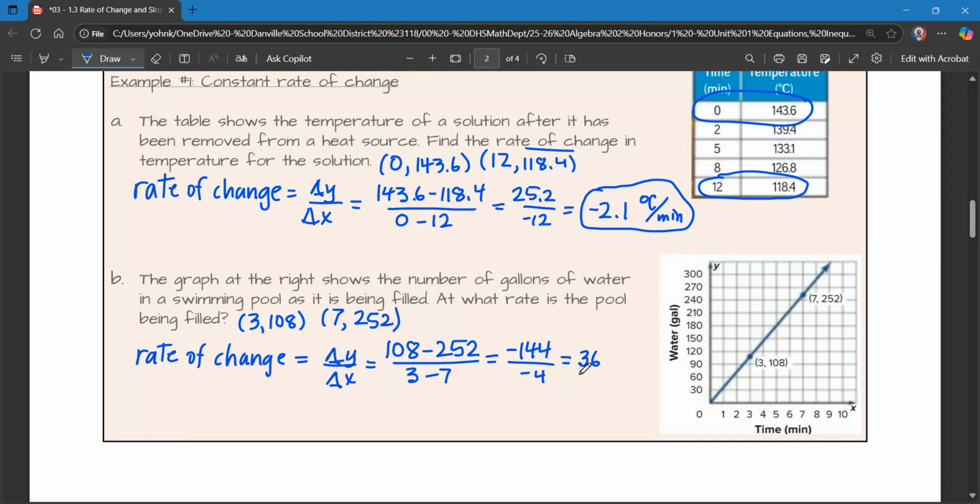Remember, I wanted a positive number. And do the y word over the x word. So gallons per minute. Doesn't make any sense to say minutes per gallon. We're not loading minutes into the pool, we're loading gallons into the pool.